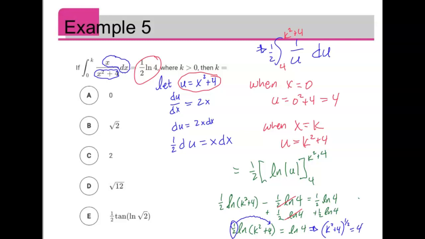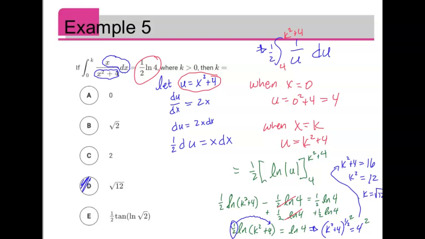This will be better. So now, square both sides. Running out of space. But I get k squared plus 4 equals 16. k squared equals 12. k is root 12.